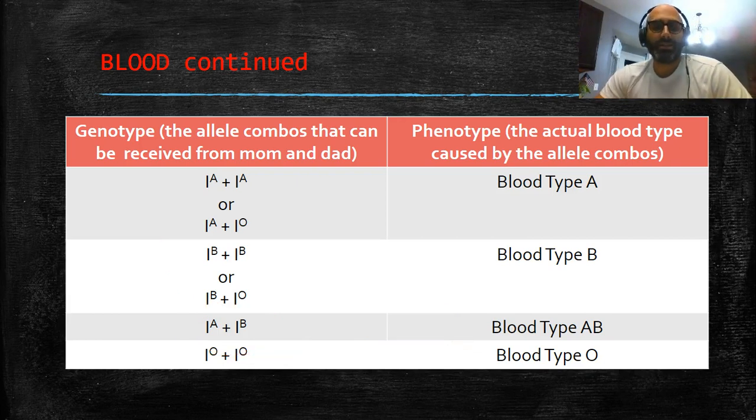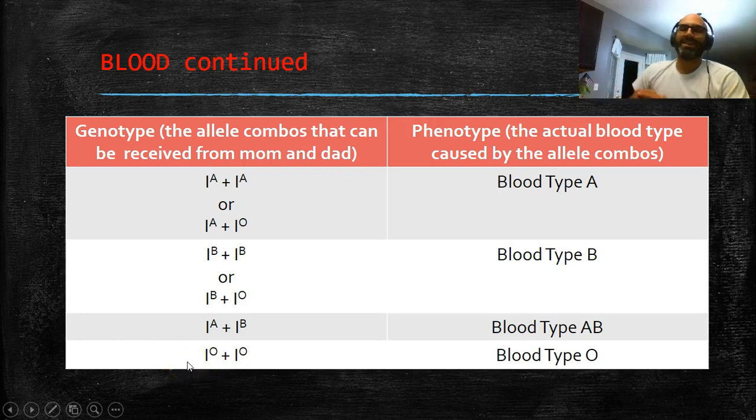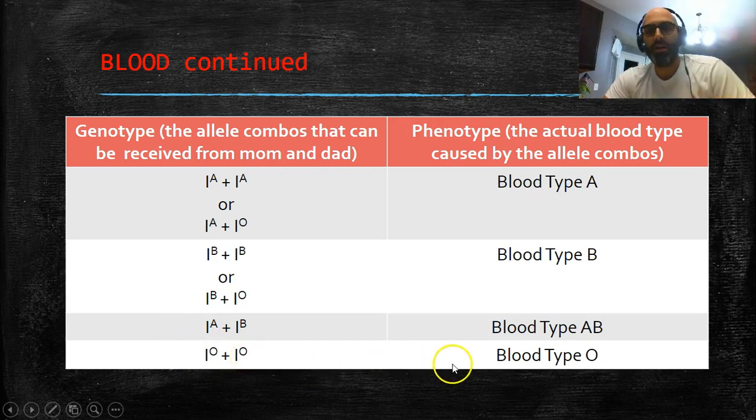The last situation is since we have a dominant allele in A or B, and then we have codominance when they're together, in blood you actually end up with a recessive one also. O ends up being the recessive one. So the only way you can end up with blood type O is if a mom and a dad both pass down an O allele to their offspring, resulting in blood type O.